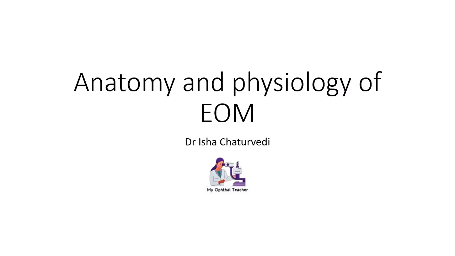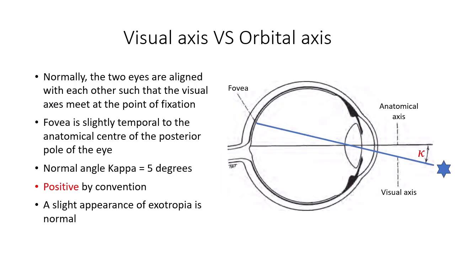And today we're going to talk about anatomy, and in a subsequent lecture we're going to talk about the physiology of extraocular movements. And this is very important as it forms the basis for understanding strabismus.